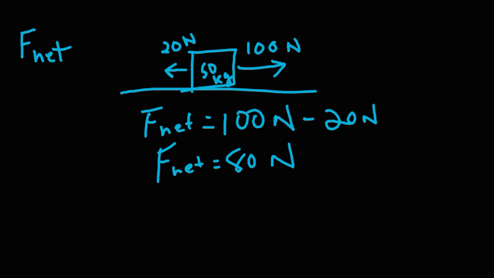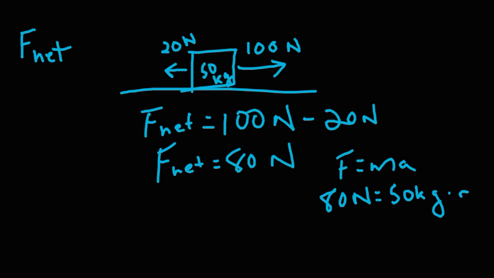Knowing that, then we could calculate acceleration. You could go ahead and plug it into F equals ma. If we know that the net force is 80 newtons and the mass is 50 kilograms, you can now calculate the acceleration of this crate, even with friction taken into account.